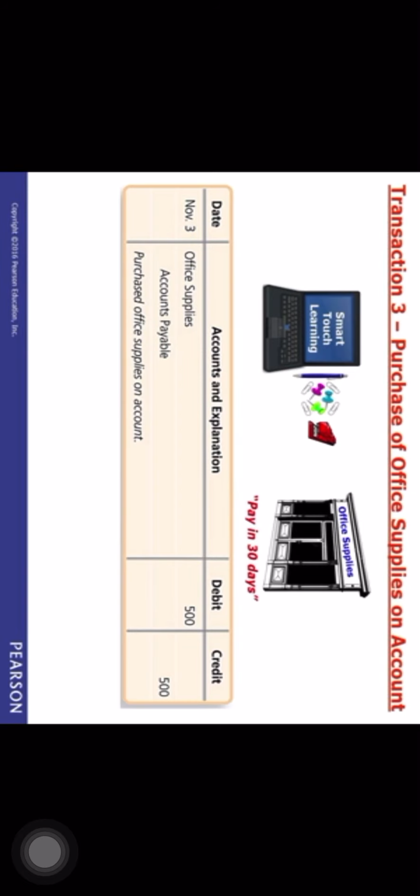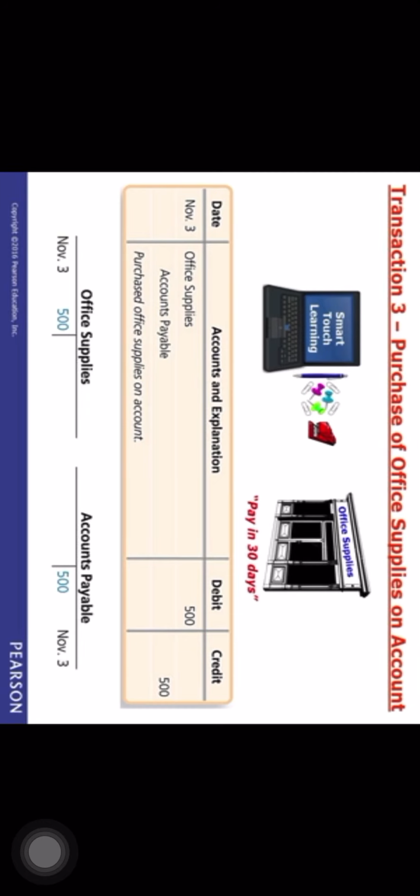We write the explanation, purchased office supplies on account. And then we post this information to the T accounts, which represent our general ledger. Office supplies is increased with a debit. Accounts payable is updated with a credit of $500.